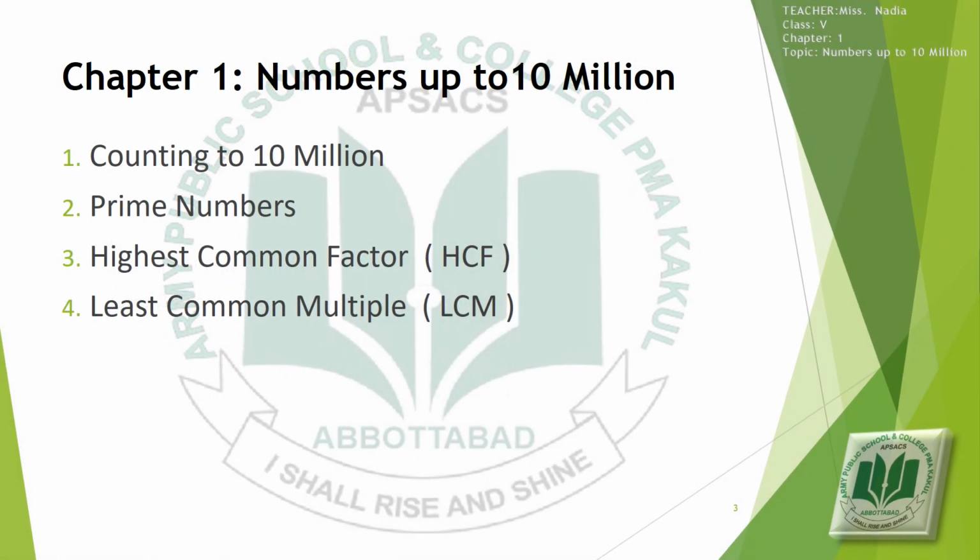Dear students, as you know, our first chapter is Numbers up to 10 million. This chapter includes the topic number 1, counting to 10 million, number 2, prime numbers, number 3, highest common factor HCF, and number 4, least common multiple LCM.